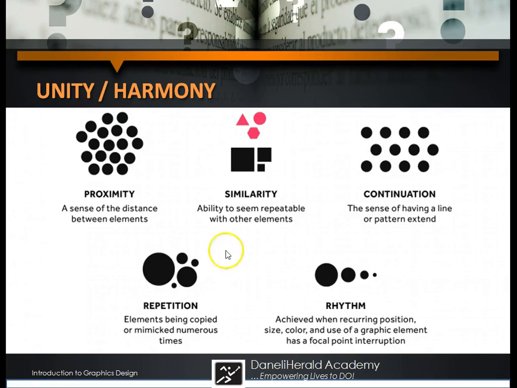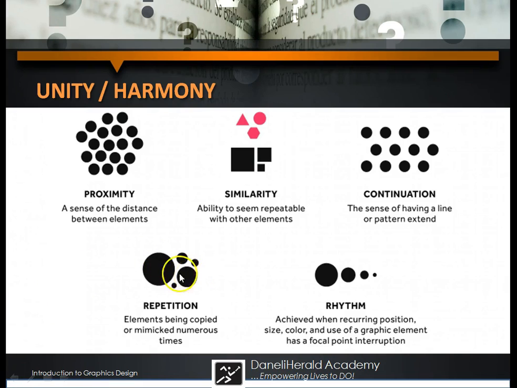It's a visual effect that you want to have on your desired audience. The fourth one is repetition. Elements being copied or mimicked numerous times. Look at this. Among all the circles here, you will realize that all the shapes are the same. However, their placement has this kind of uniqueness.